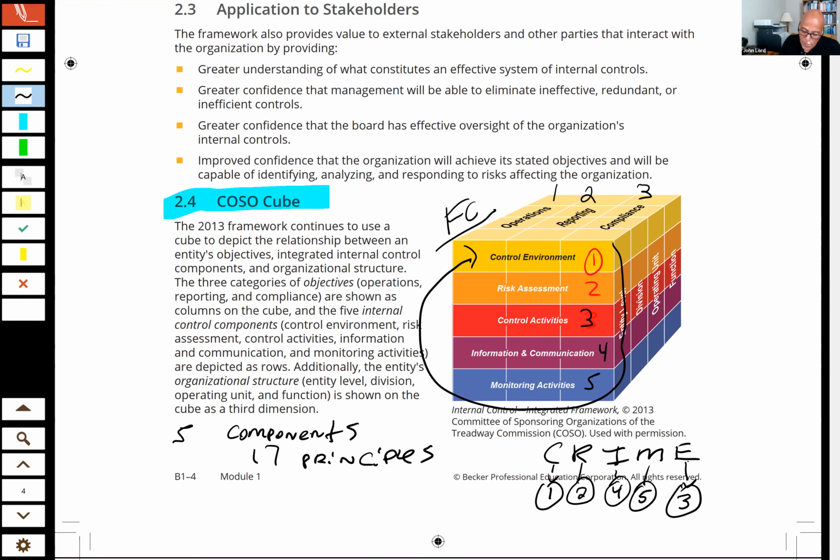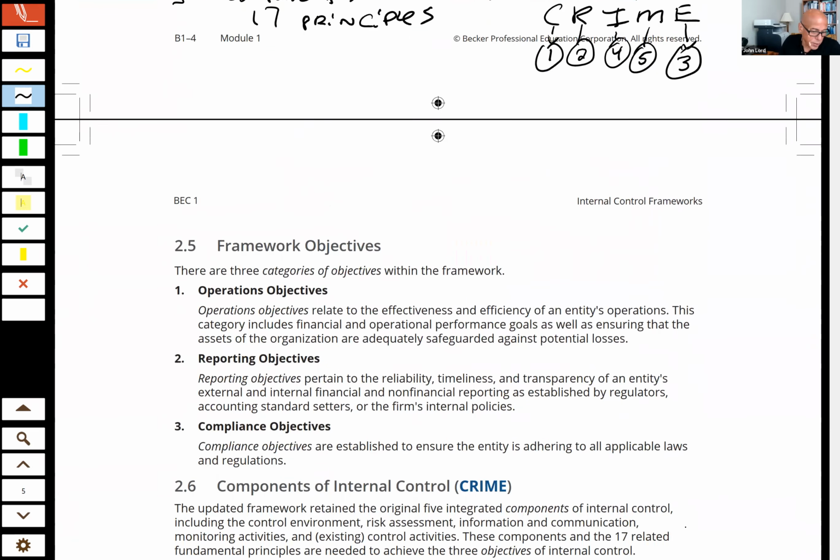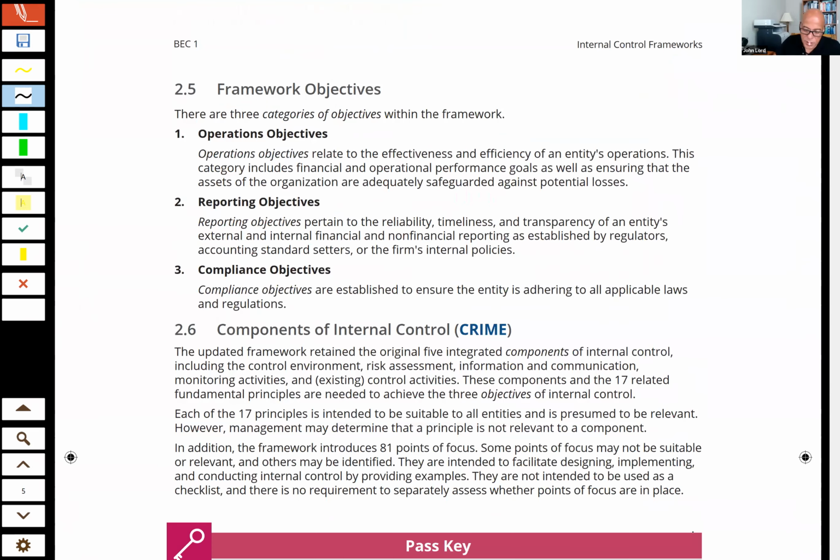Different components. Now, we take a look, and you can see here that we list out the objectives, which you saw already: operating objectives, reporting objectives, compliance objectives. Now, when we look at operating objectives, they talk about efficiency and effectiveness. So it could be what? Being profitable, being cost efficient, but maybe we have as an objective to be a technology leader or something like that. So it could be things like that.